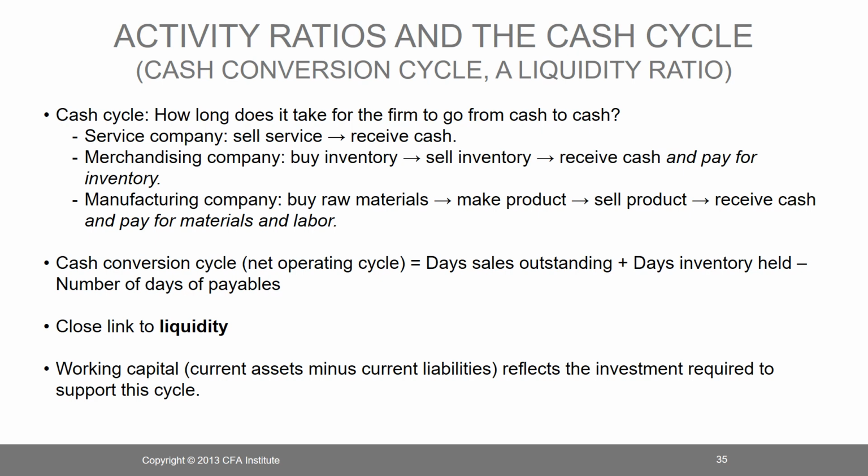other inventory, right? For a manufacturing company, they buy raw materials, they process or manufacture the product, and then sell the product and receive the cash, pay for some more materials and labor, right? How do we calculate the cash conversion cycle or the net operating cycle? It's calculated by the days sales outstanding plus days inventory held minus number of days of payables.